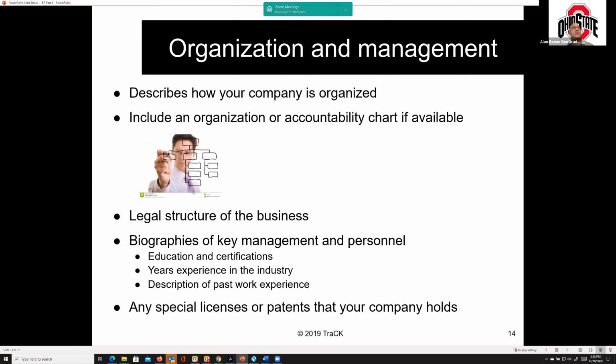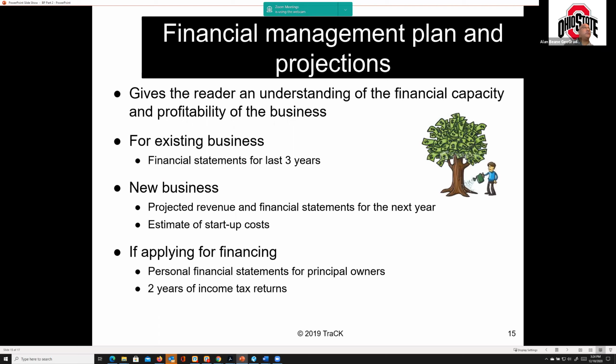Again, you want to reiterate the legal structure of the business, and then give biographies of the key management and personnel, in terms of any education or certifications, their experience, or any past work experience that they have as part of the management team. And then also any special licenses or patents that your company might hold. If you have professional engineers, licensed structural engineers, geologists, whatever the case may be, you want to list that there.